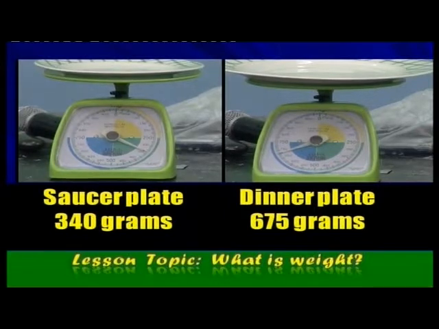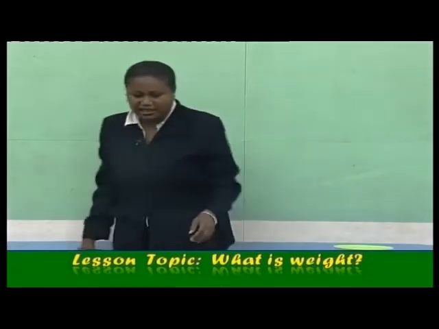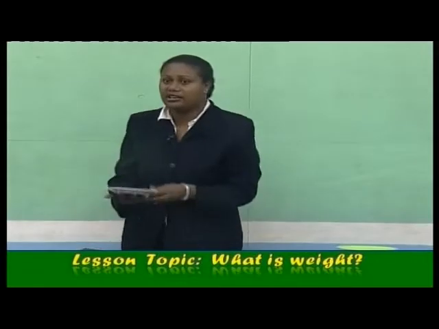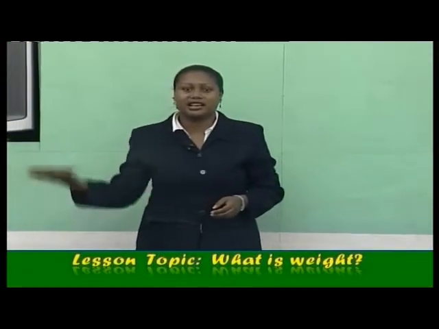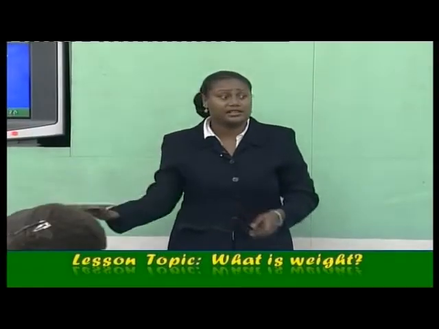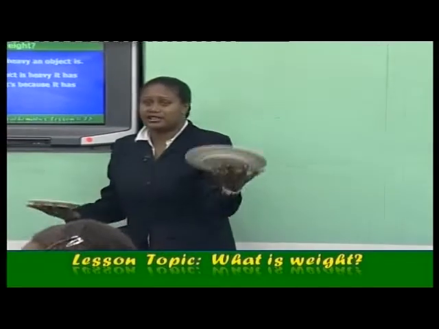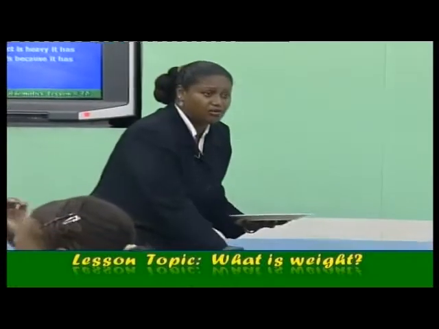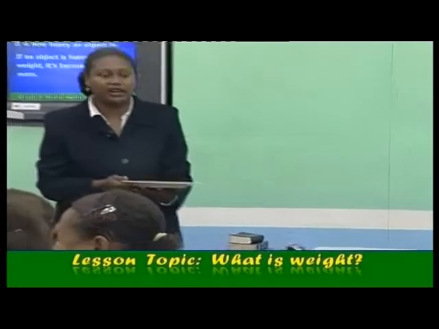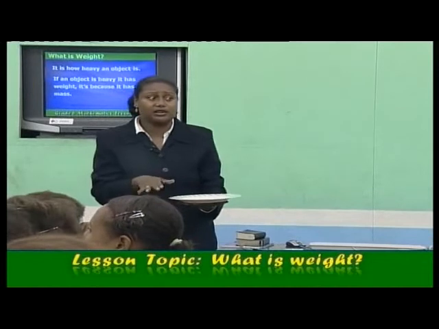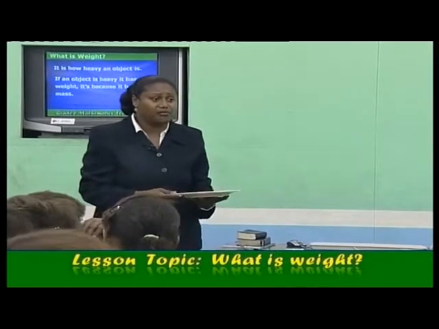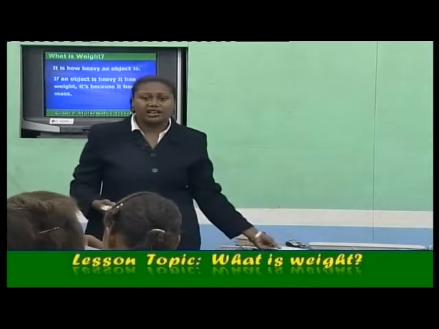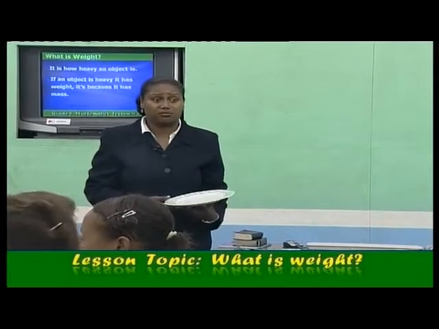So if we were to measure the plates, like I said, we were to use a scale. So you can see that if an object is heavy, it's because it has what? If it's heavy, it's because it has weight and has mass. Now when we talk about mass, like we had Minol and Melisha answer that, because the plate is bigger than the saucer plate. That is when we are talking about mass.